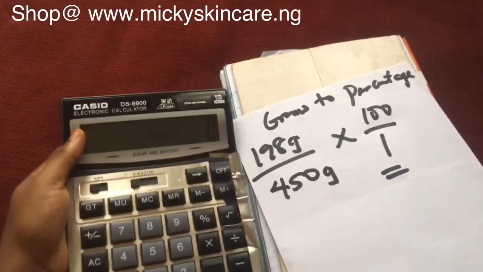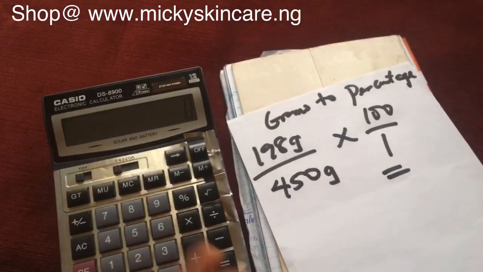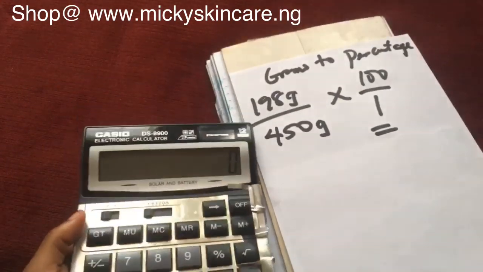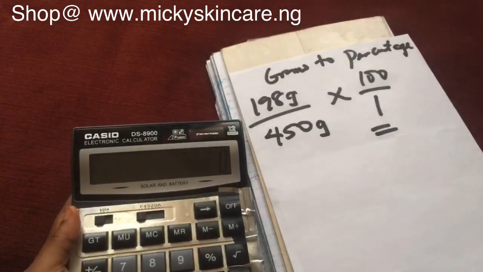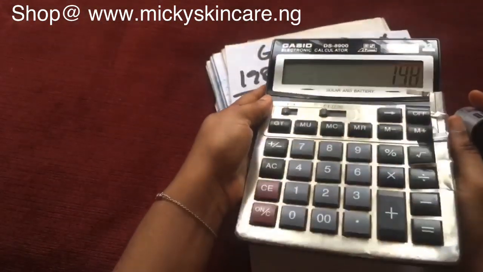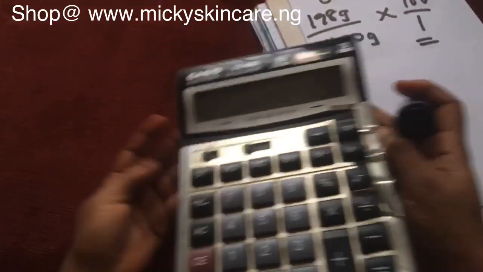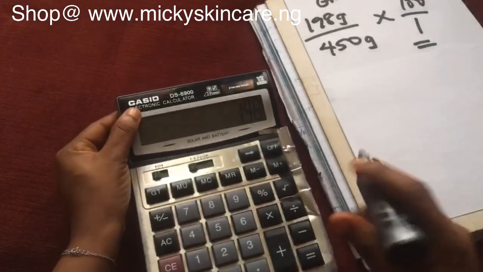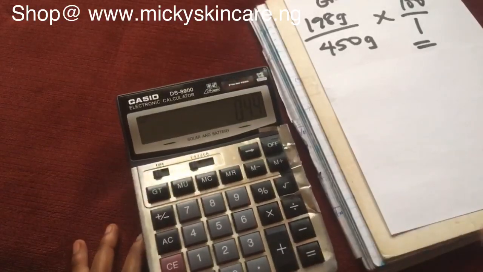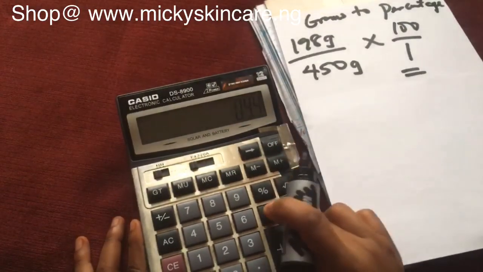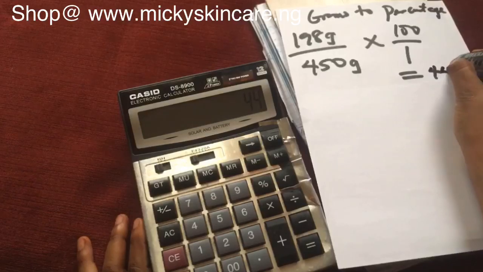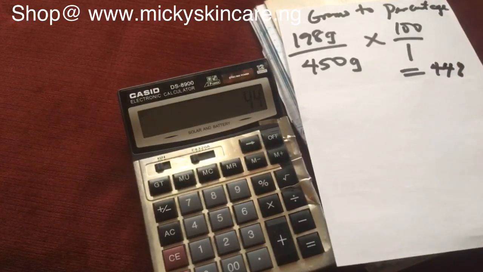Now this is our calculator. I hope you can see from this end. I had to darken the camera a bit so it will be easier for you to see compared to when it's very bright. Let me bring it here so you can actually see. I don't have a board. 198 divided by 450 gives us 0.44. 0.44 times 100 gives us 44%.